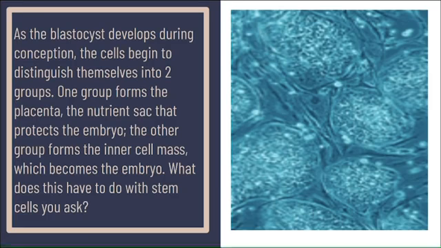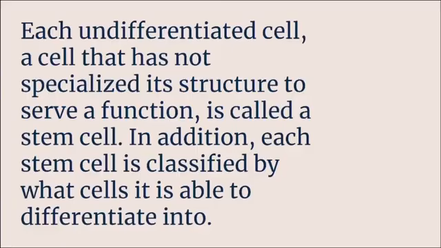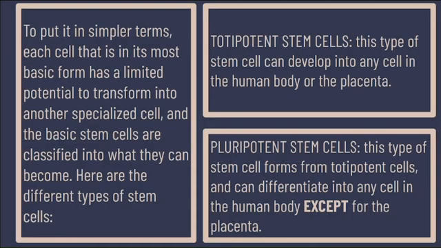What does this have to do with the stem cells, you ask? Each undifferentiated cell, a cell that has not specialized its structure to serve a function, is called a stem cell. In addition, each stem cell is classified by what cells it is able to differentiate into. To put it in simple terms, each cell that is in the most basic form has a limited potential to transform into another specialized cell, and the basic stem cells are classified into what they can become.